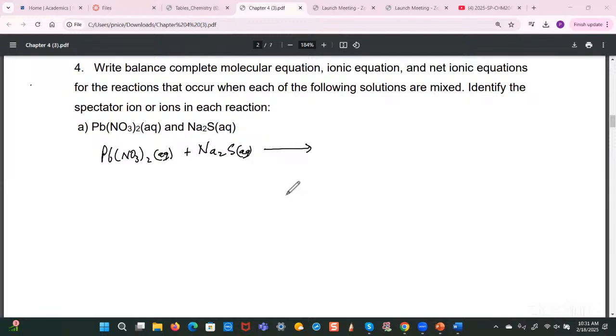Remember, it's a double displacement reaction, so basically the compounds will be switching. Would it be lead sulfide? Okay, lead, and more specifically, lead 2 sulfide, plus sodium nitrate. Nitrate, okay, very good. And then we have to balance it, so how would you balance this?